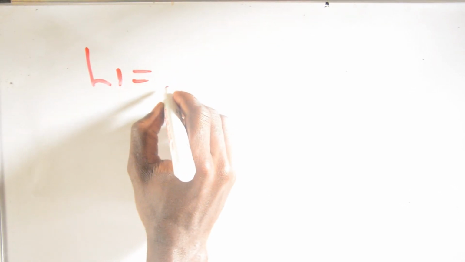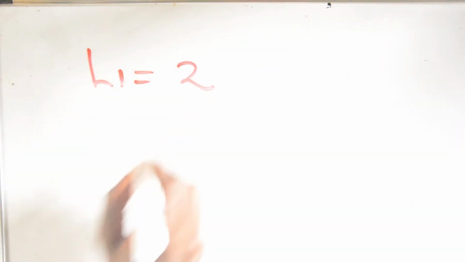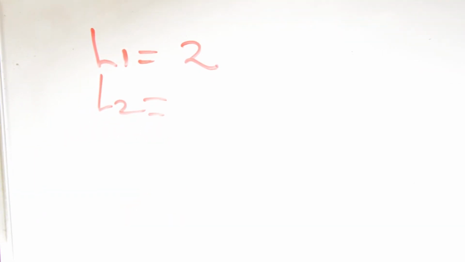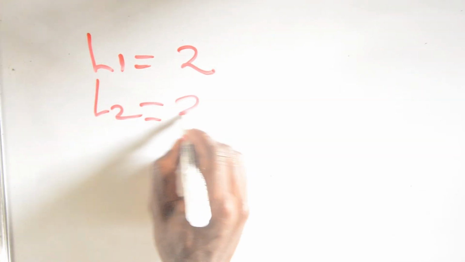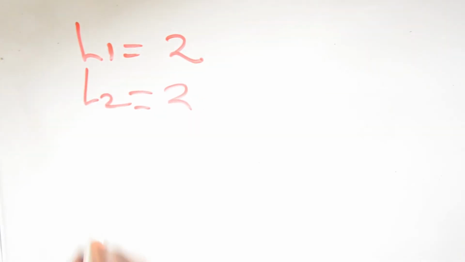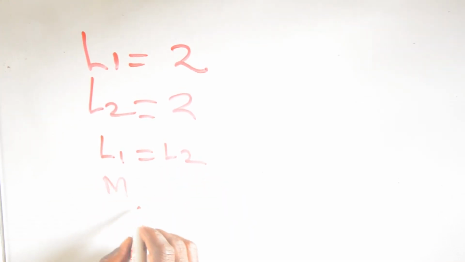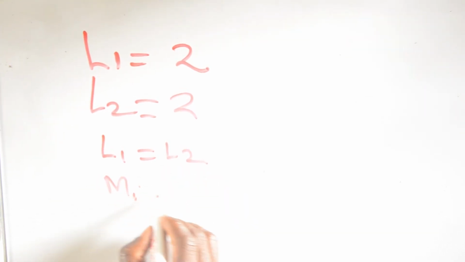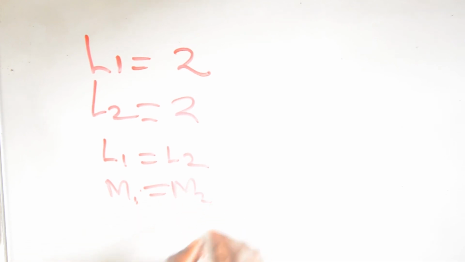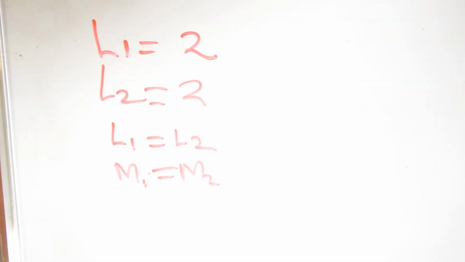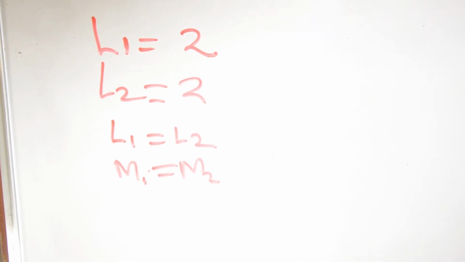If told that L1's gradient is equal to 2 and it is parallel to L2, that means the gradient of L2 is equal to 2. So this means that the gradient of L1 is equal to the gradient of L2. That is something you need to note: if two lines are parallel, their gradient is the same.